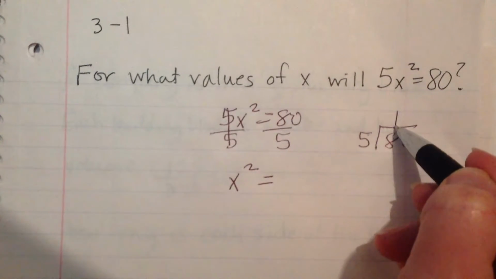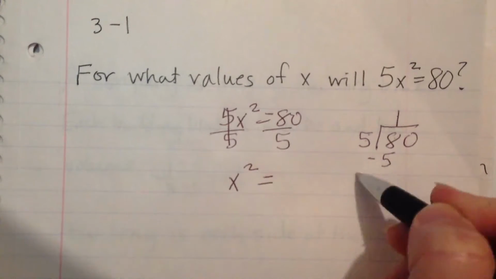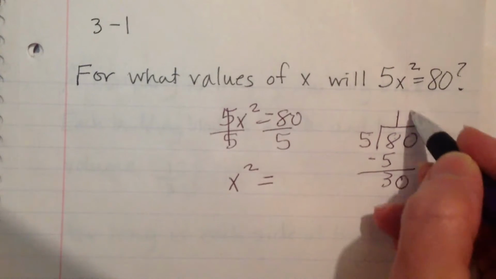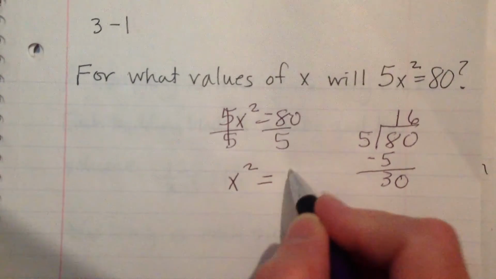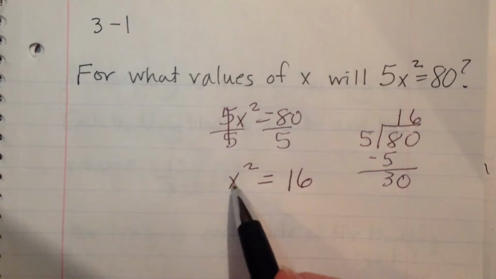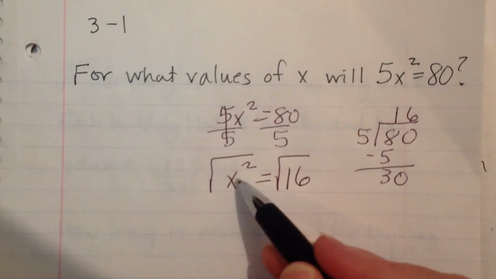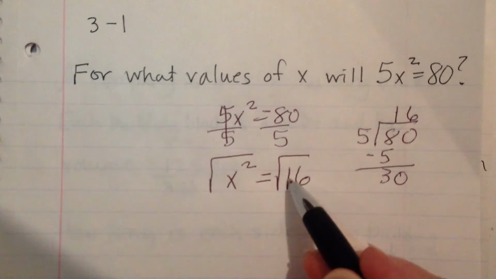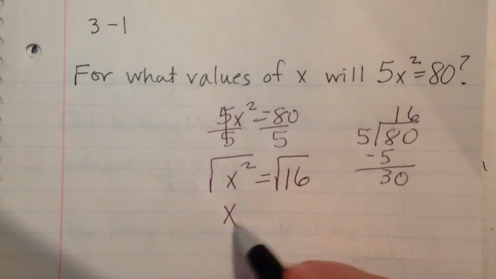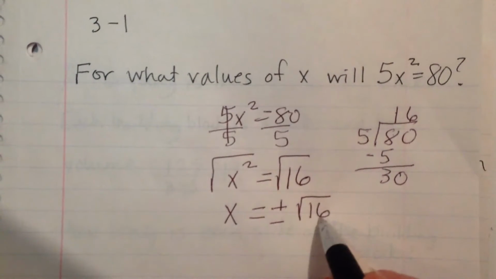5 divides into 8 one time. 1 times 5 is 5. Subtract, we get a 3, pull down the 0, and 5 divides into 30 six times. So we get 16. Now, to go from something squared to something not, let's take the square root of both sides. So going from x squared equals 16, take the square root of both sides. The square root of x squared is x equals plus or minus the square root of 16.